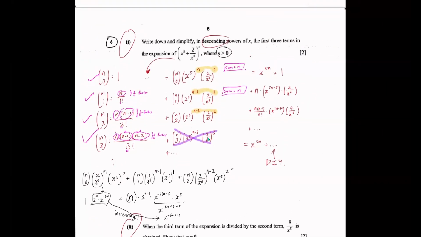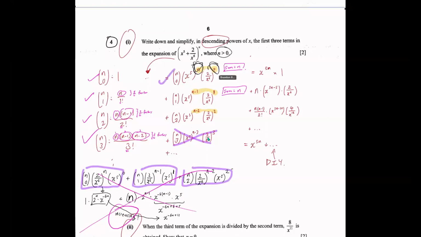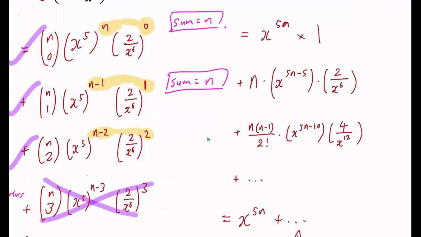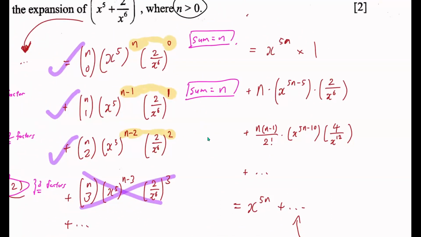So you go the other way. Instead of starting with (2 over x to the power 6) to the power n, you start with x to the power 5 to the power n, instead. Compare. Okay, I boxed it up for you. First term, second, you do this. First term, second, third. Just go the other way around. Then from there you simplify. So what you have is 1 times... Okay, I'll pause here for 10 seconds. You read it on your own. Let me know if it doesn't make sense.